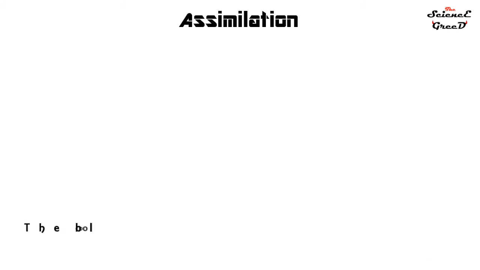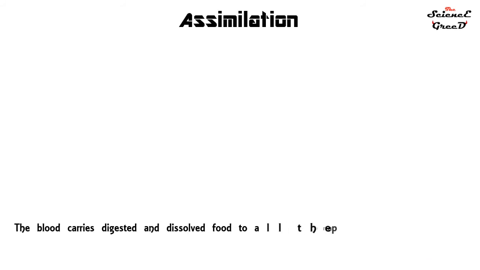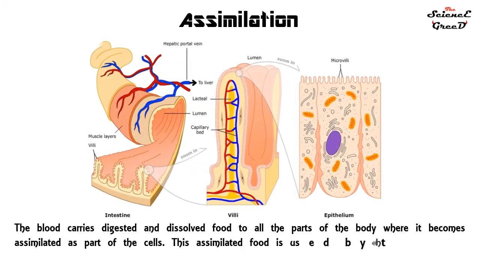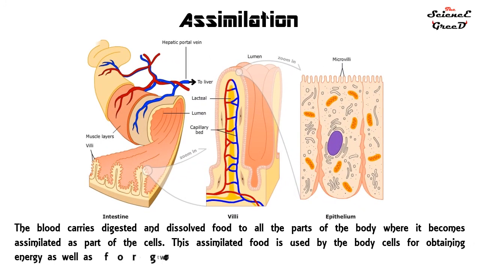Assimilation. The blood carries digested and dissolved food to all the parts of the body where it becomes assimilated as part of the cells. This assimilated food is used by the body cells for obtaining energy as well as for growth and repair of the body. The energy is released by the oxidation of assimilated food in the cells during respiration.